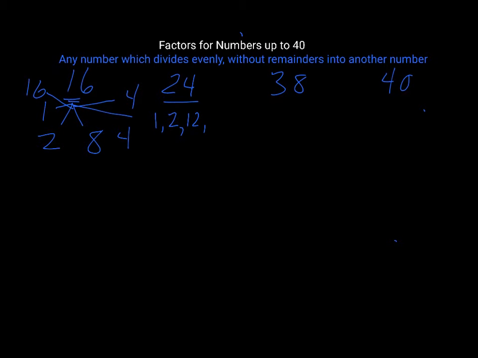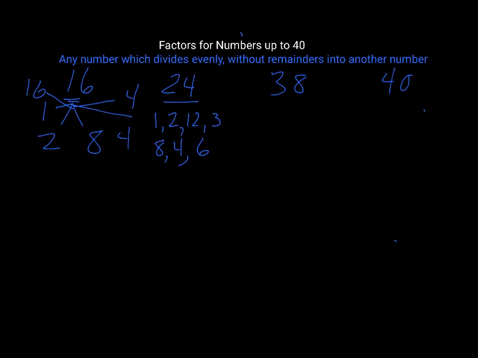All right. Okay, so what else can we divide? Will 3 go into 24? Yes, 3 and 8 go into 24 because 3 times 8 is 24. 4, yes, 4 goes into 24 evenly because when we multiply it by 6, 4 sixes are 24.